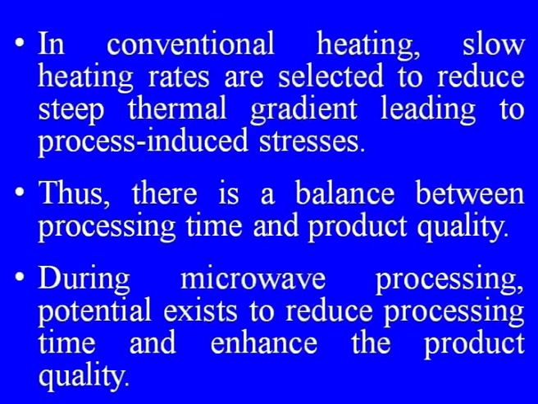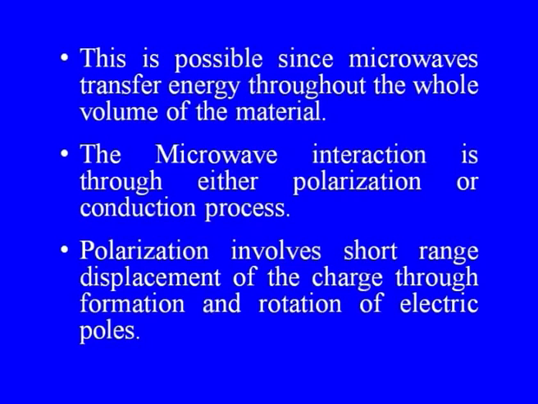In conventional heating, slow heating rates are selected to reduce stiff thermal gradient leading to process induced stresses. Thus, there is a balance between processing time and product quality. During microwave processing, potential exists to reduce processing time and enhance the product quality. This is possible since microwaves transfer energy throughout the whole volume of the material.